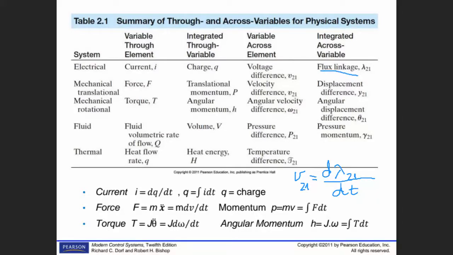Similar relationships are obtained for force and torque. For force, m times x double dot. That means m d square x over dt square is equal to m dv/dt. And momentum here, you remember momentum, we are not going to use quite often. However, you have to understand that one. These are mechanical quantities, mv. And torque here is J times theta double dot, which is equal to J.